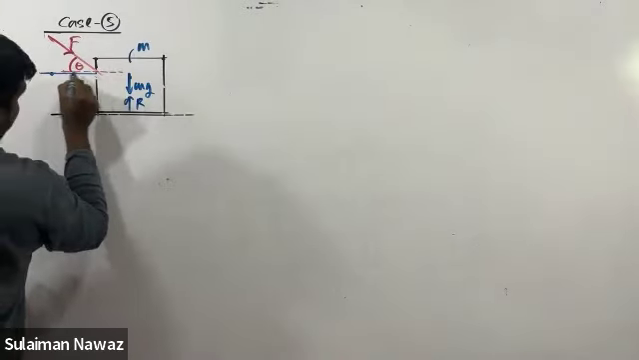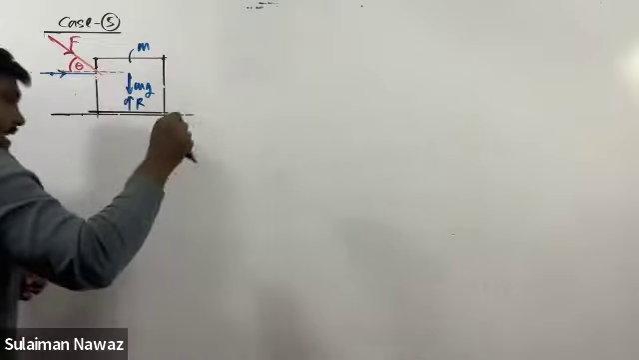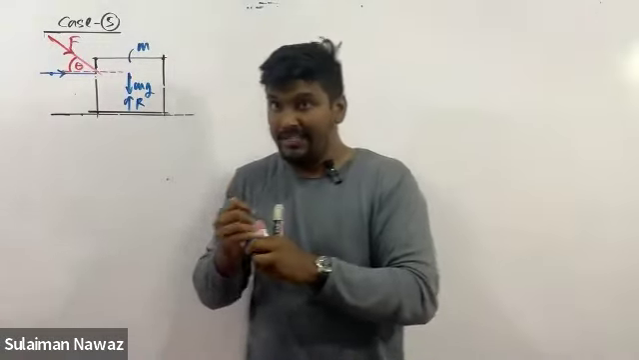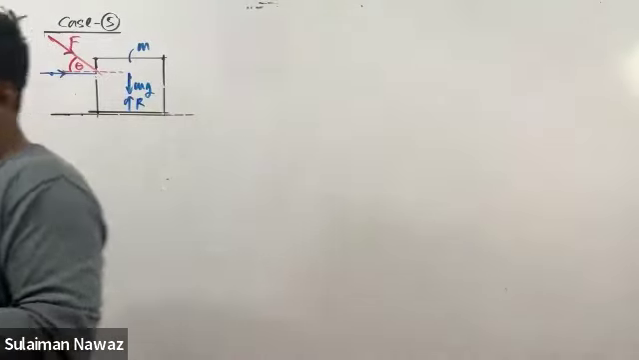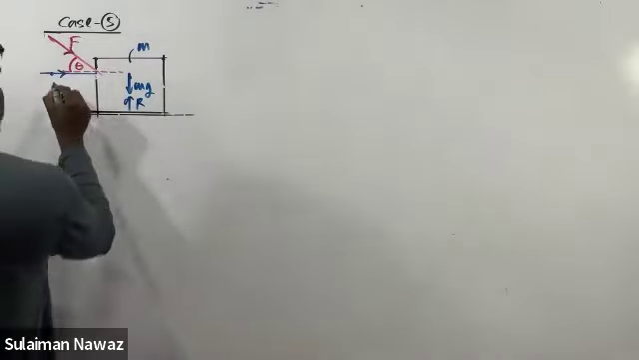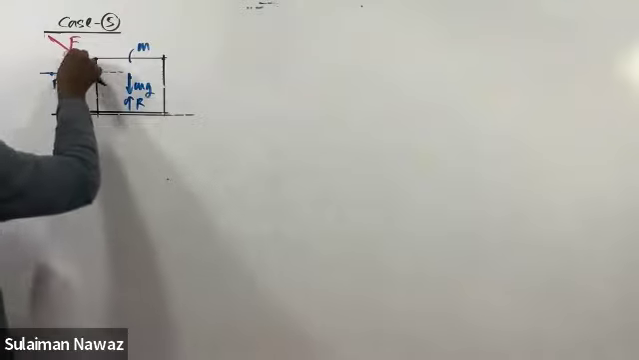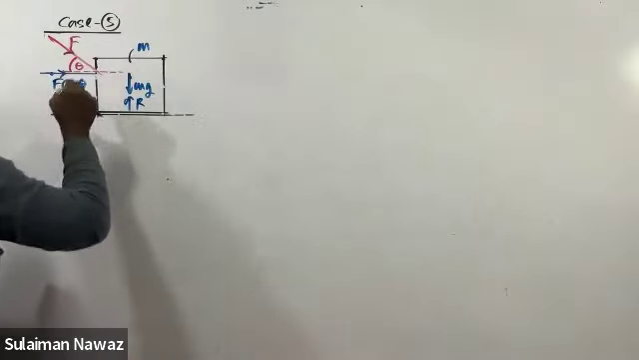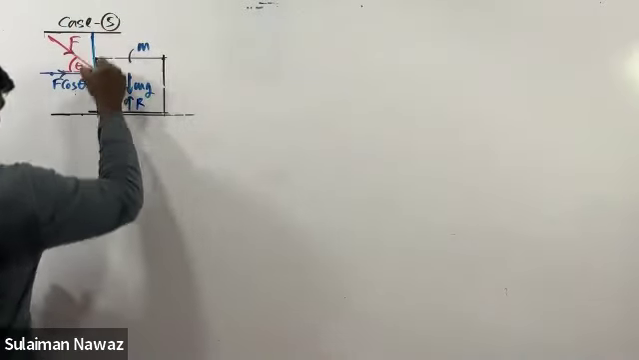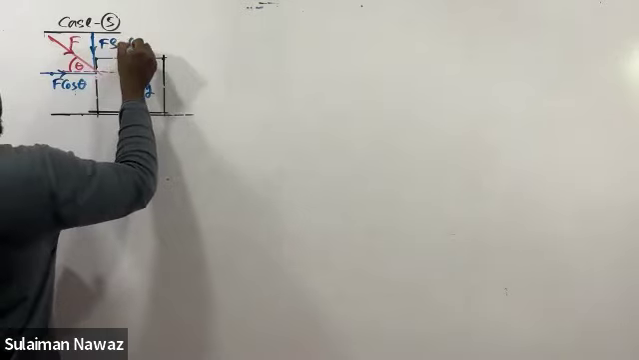I taught you how to resolve a vector in the vector section, and when I was explaining projectile motion also, I explained how to resolve a vector. I think you can remember. So this component will be F cos theta. What is the vertical component of capital F? F sin theta downwards.